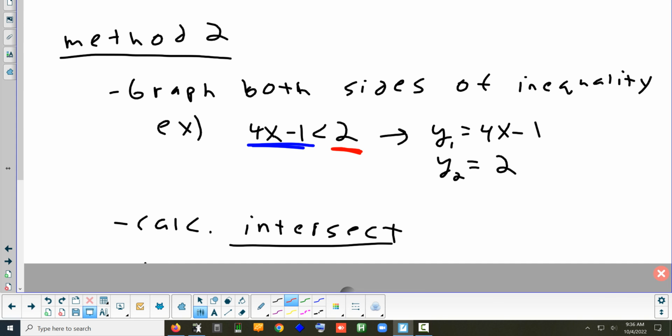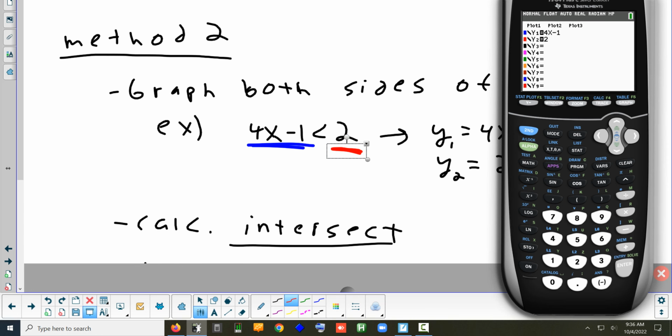What I'm going to be looking for when I graph this is where the blue graph is under the red graph. That's what I'm looking for now. Where the blue is less than the red. So there's the blue. There's the red.